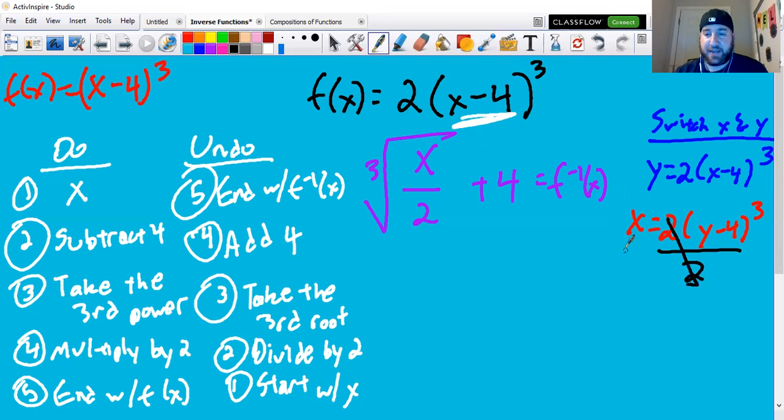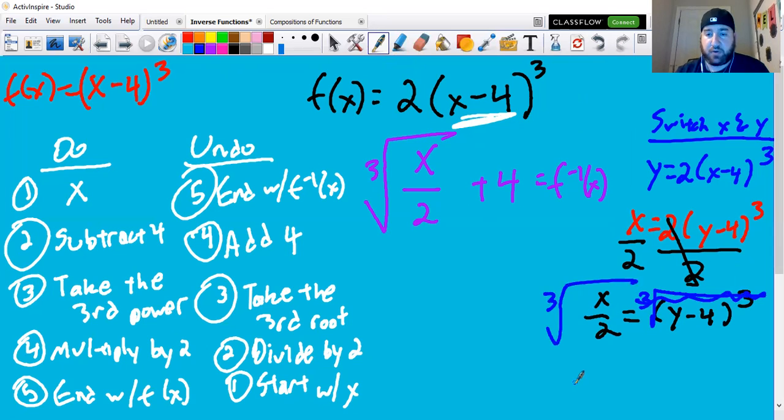Divide everything by 2. That cancels out. Divide this by 2. Again, that was the first step we did. So x divided by 2 is equal to (y minus 4) cubed. Now I take the cube root. So the cube root of x over 2 equals y minus 4.